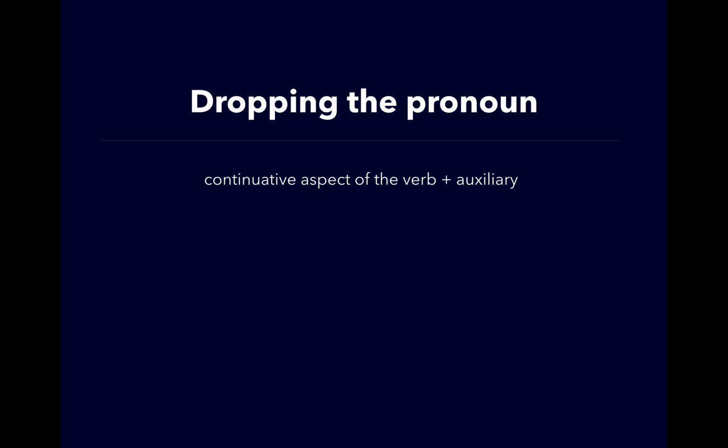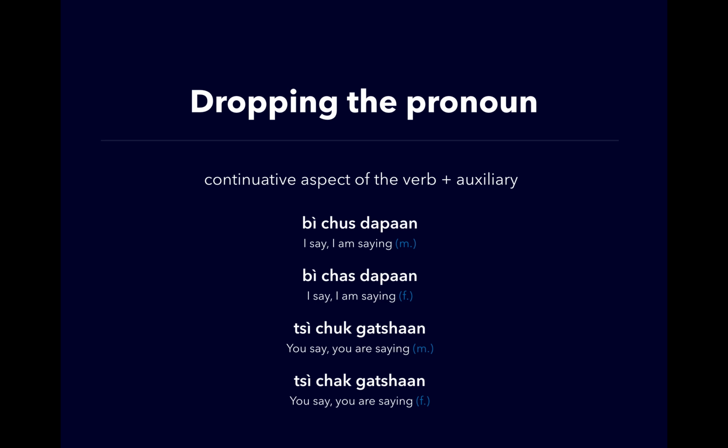This isn't really something that you need to know, but you can also drop the pronoun sometimes, so you can get rid of b, tsi, su, ish. The way to do this would be to drop the pronoun and bring the continuative aspect into the first position. Let's say you want to change these into pronoun-less sentences. You'd say dabanchus or dabanchas, gatanchuk, gatanchak.